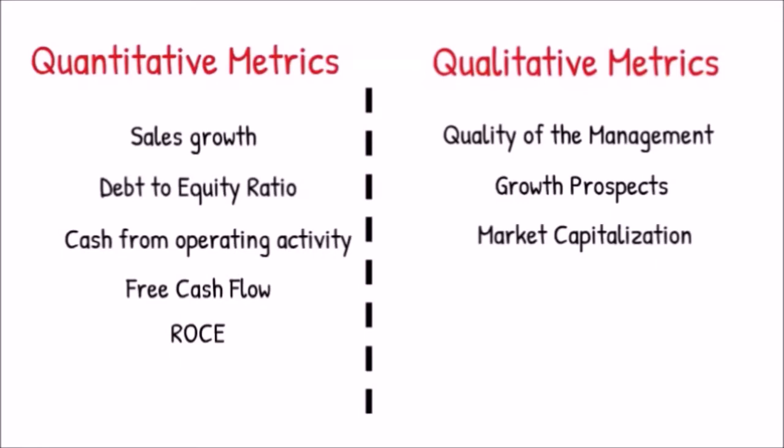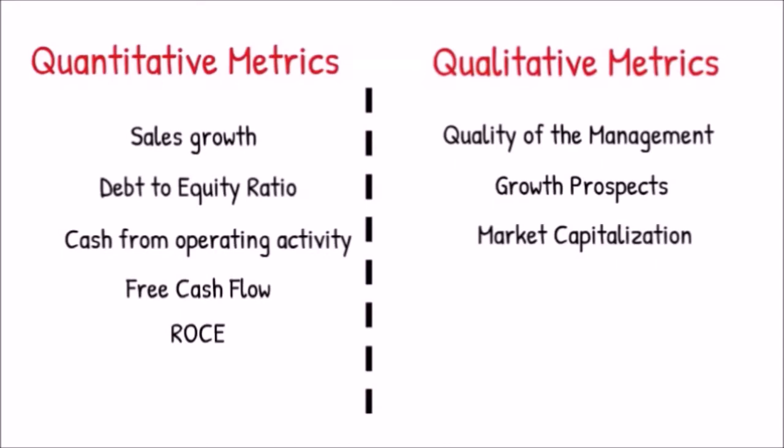All right. And then along with the quantitative metrics, you also have to look at the qualitative metrics. These are really important. Coming to the quality of the management, you have to research, like search in the news to see if there's any abnormal activity going on, and what are the growth prospects of the industry and then of the company. You have to have a general idea about it.